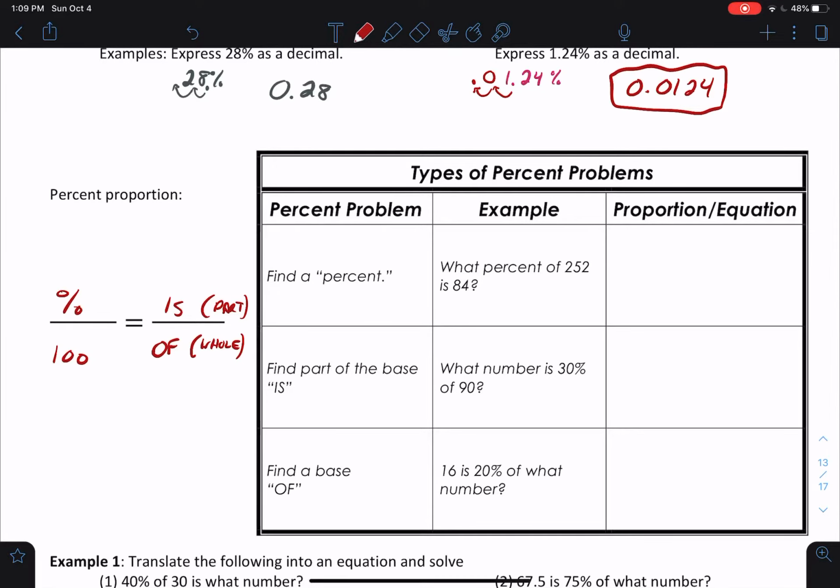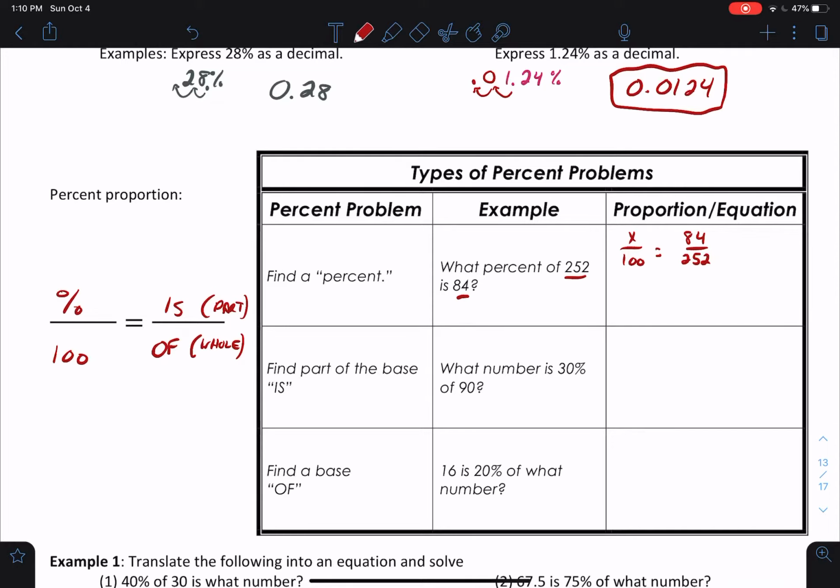For example, what percent of 252 is 84? Percent we don't know, so the proportion would be x out of 100. We don't know the part out of 100, but that's going to equal the is over the of. So we have is 84 over the of, which is 252. So that is the proportion we can set up.